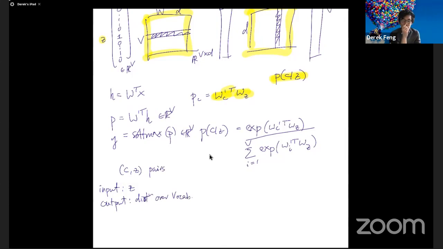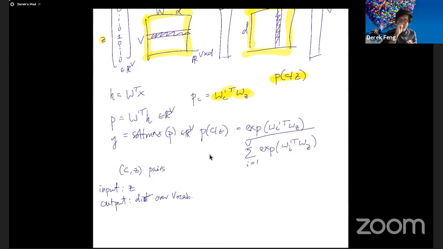Remember the whole point of a general language model in this word embedding model is that I want to assign probabilities to words. The only information I'm going to give you is the previous word. So X is sort of like the previous word, and the output is a distribution over the vocabulary, except the data that we see is one particular choice of vocabulary.